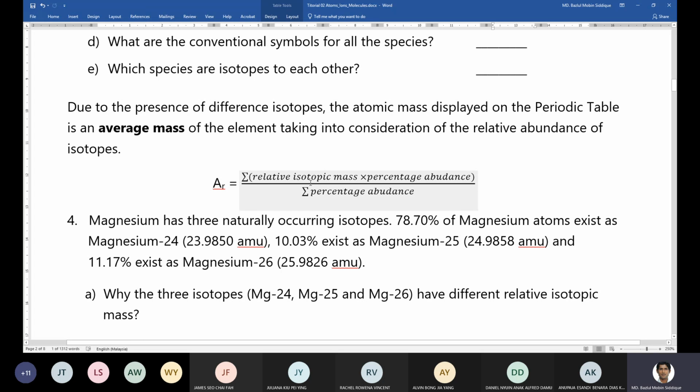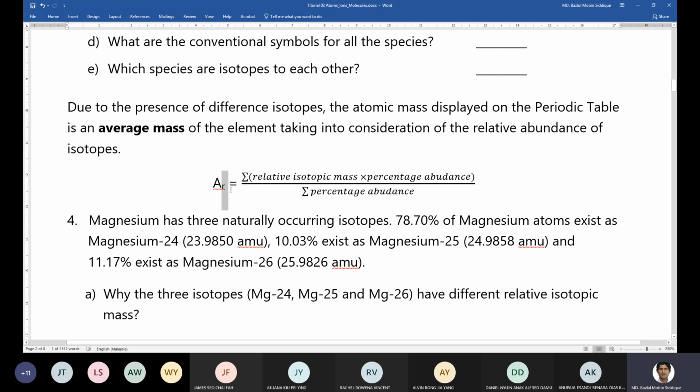Different isotopes occur due to different environmental situations: different pressure, temperature, pH, all those things. Because of the different isotopes, the average mass of an element is taken, and the average mass of an element is expressed as average mass.